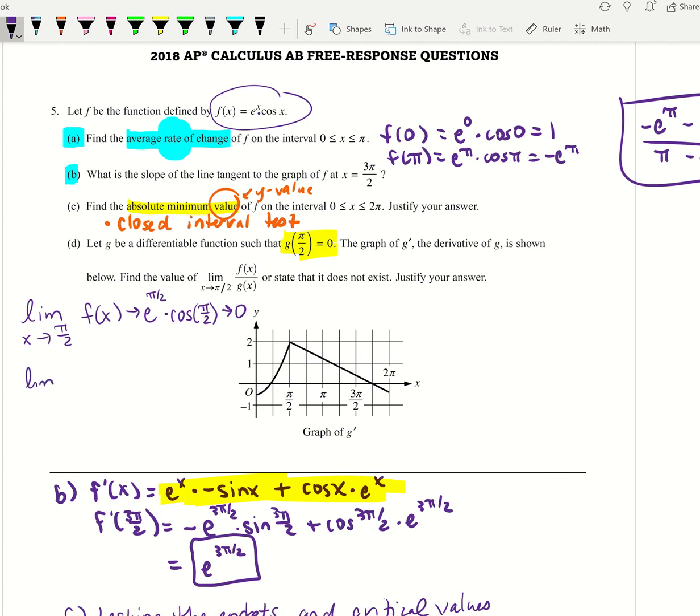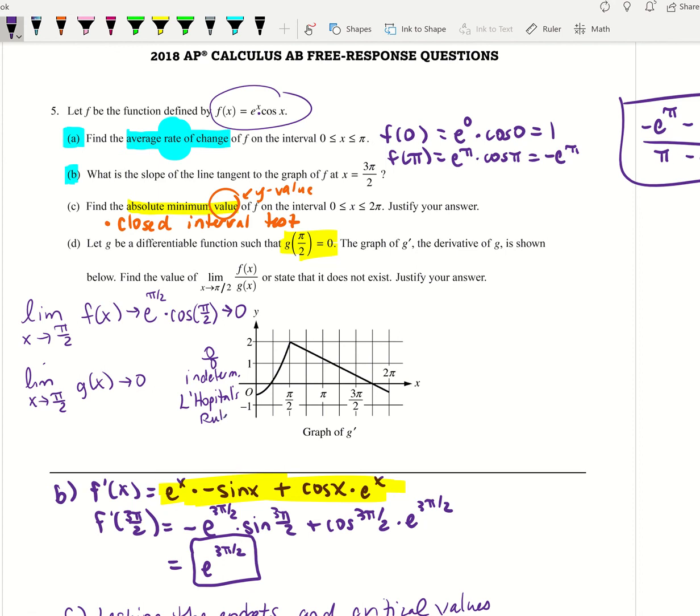The limit as x approaches pi over 2 of g of x, they told us, is 0. So this means I'm going to have a 0 over 0. I'm being very careful to never put an equals here. This is an indeterminate form. And I'm going to use L'Hopital's rule.